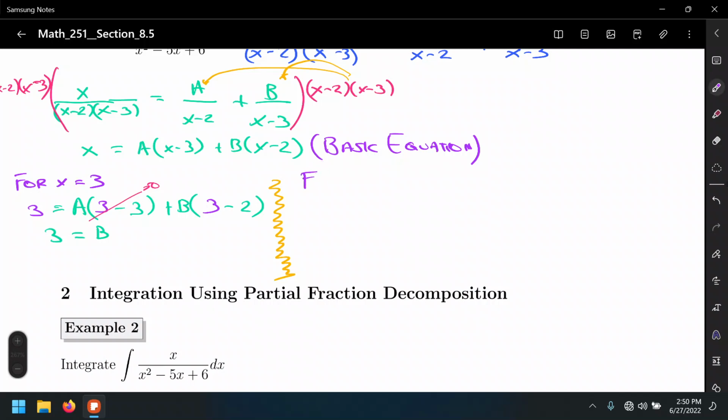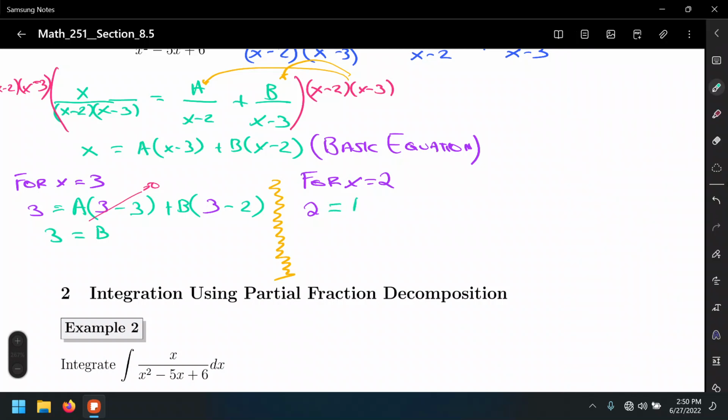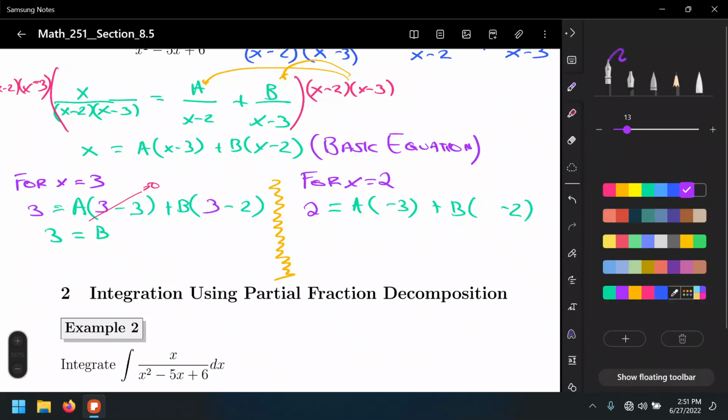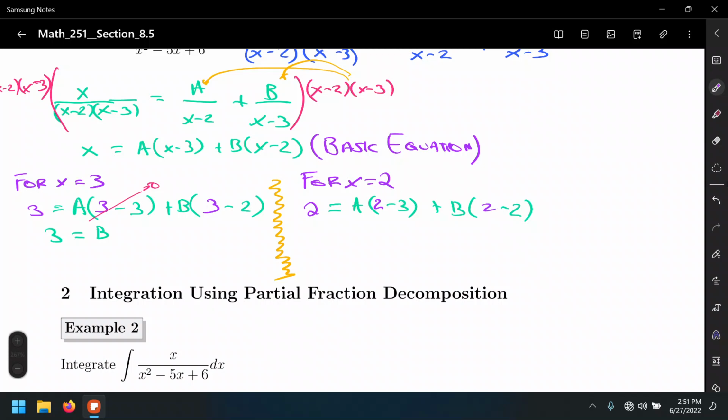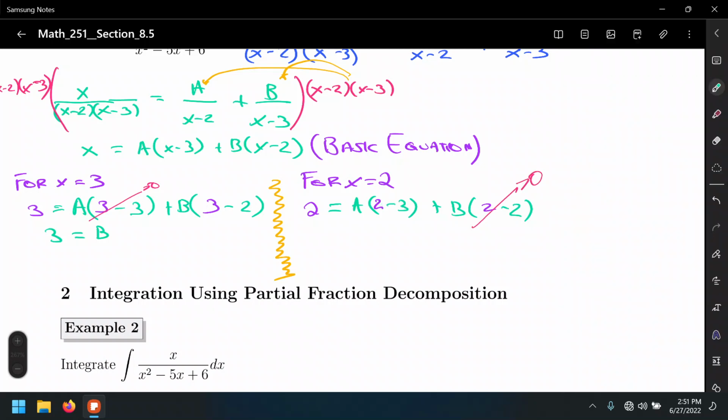So for x equals 2, let's write down: 2 equals a times 2 minus 3 plus b times 2 minus 2. So what is it in this case? Well, that goes to 0. And 2 minus 3, isn't that negative 1? Negative a equals 2, and a equals negative 2.